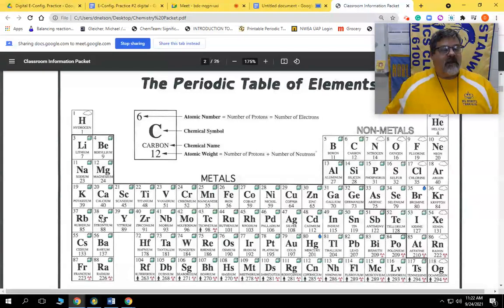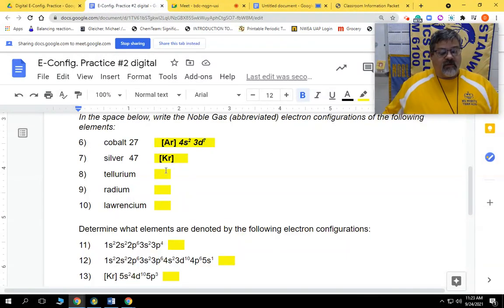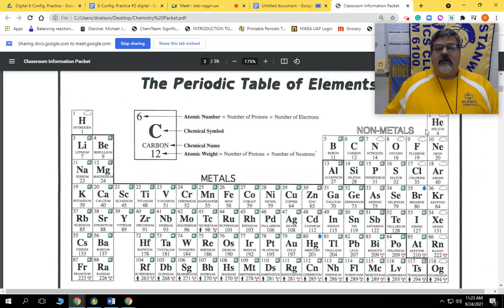So we'll go 5s, then 4d, and the 4d is going to be 1, 2, 3, 4, 5, 6, 7, 8, 9. There we go, so we did it right. After krypton, we start off with 5s2 and then 4d9. Let's make sure we're right. After krypton is 36. Krypton's right here, so we go up and over. We do 5s and then 4d9.